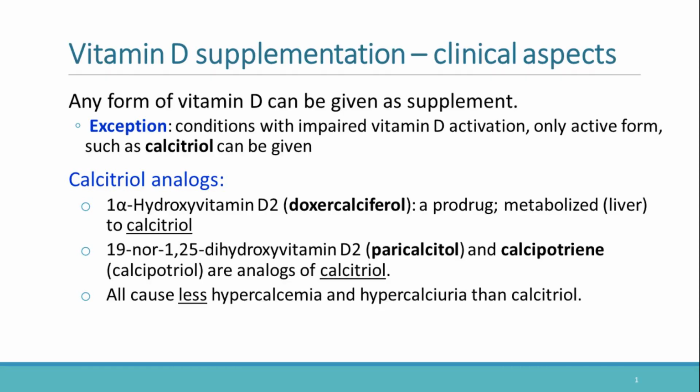1-alpha-hydroxyvitamin D2, doxercalciferol, is a prodrug that is converted in the liver to 1,25-dihydroxyvitamin D, whereas 19-nor-1,25-dihydroxyvitamin D2, paricalcitol, and calcipotriene, calcipotriol, are analogues of calcitriol. All cause less hypercalcemia and, in patients with normal renal function, less hypercalciuria than calcitriol.